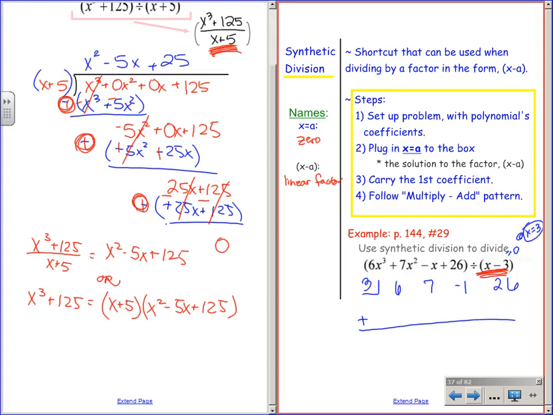The multiply add pattern says first carry down the first coefficient, which is 6. So carry down the first, and then multiply the box times the number, 18. Rewrite and then add. 7 and 18 is 25. 3 times 25 is 75. Then 3 times 74. It's going to end up being 232. Double checking: 12, carry the 1, 21, and 22. Oh, 222. I apologize. 222.